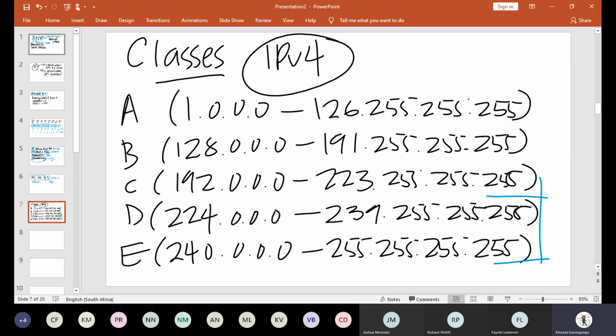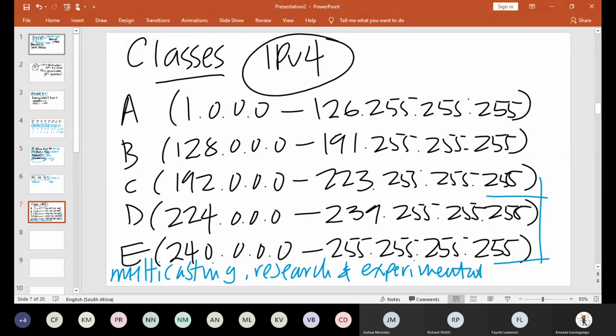Why? Because these particular ranges have been reserved for what they call multicasting, broadcasting, research, and experimentation. All right. So you typically won't use classes D and E. Why? Because those particular classes have distinctly been reserved for broadcasting, multicasting, and ultimately research and experimentation.